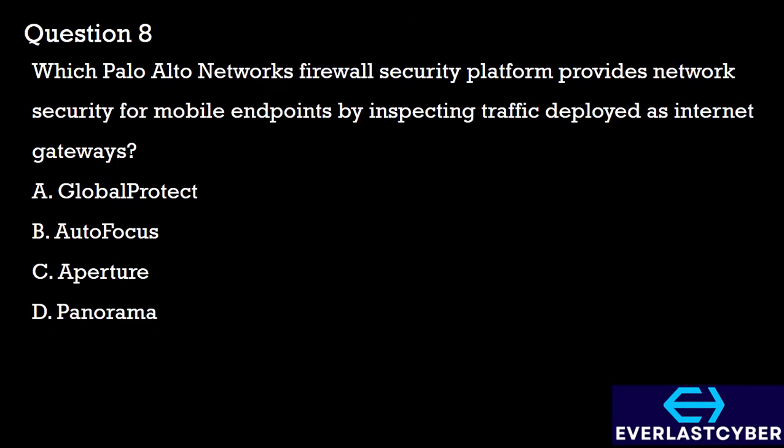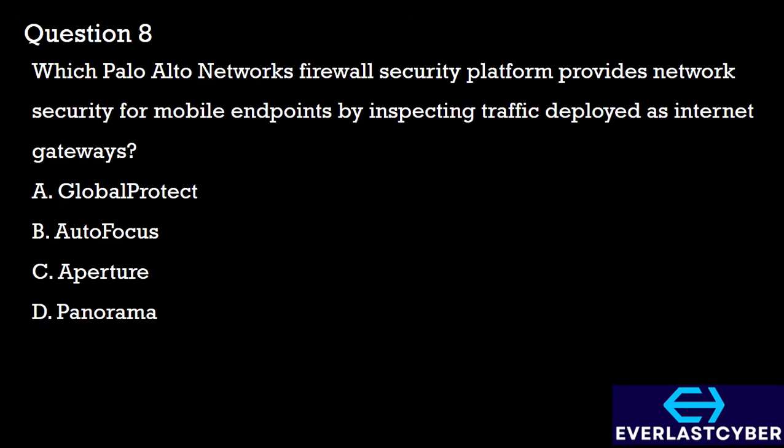Question 8. Which Palo Alto Networks firewall security platform provides network security for mobile endpoints by inspecting traffic deployed as internet gateways? A. GlobalProtect, B. Autofocus, C. Aperture, D. Panorama. GlobalProtect is Palo Alto's network VPN and endpoint security solution that provides network security for mobile endpoints. It inspects traffic from remote users by acting as an internet gateway in order to enforce security policies, and it also ensures secure access to corporate networks by extending firewall protection to remote devices.